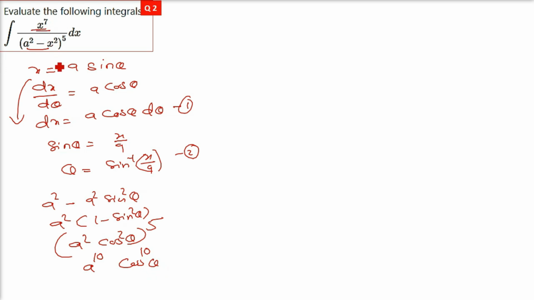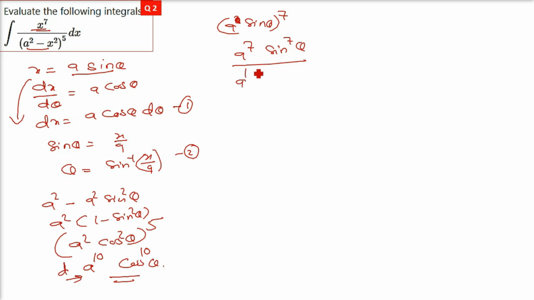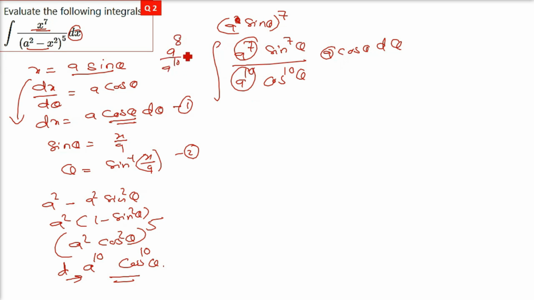Now let's use the numerator and denominator together. x raised 7 is, because x was a sin theta, a sin theta to the power 7, that is a raised 7 sin raised 7. Denominator you have a raised 10 cos raised 10. When we integrate, we have to use d theta, not dx. So in place of dx I am writing a cos theta d theta. So there will be a cancellation: numerator has a raised 8, denominator has a raised 10.